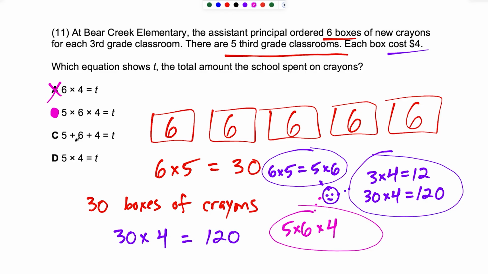C is no good because you wouldn't add all of these numbers up. We can see that if we look at the 5 classes and each one is getting 6 boxes of crayons, adding 6 plus 6 plus 6 plus 6 plus 6 also gives you 30, but then you have to account for the fact that each box costs $4. And just 5 times 4 is no good because that would be saying there are 5 classrooms and each classroom spends $4. It's ignoring the fact that each class is getting 6 boxes of crayons. So D is out, definitely choice B.